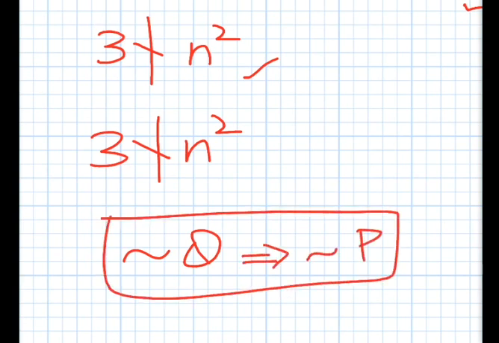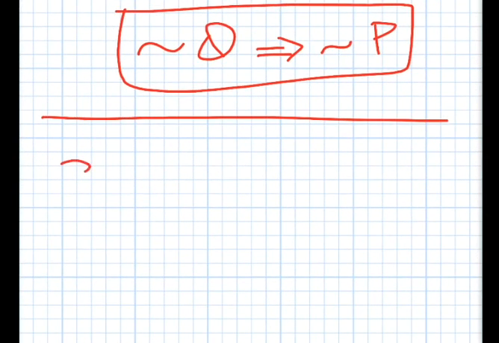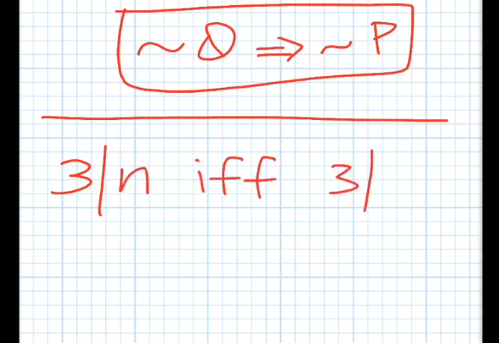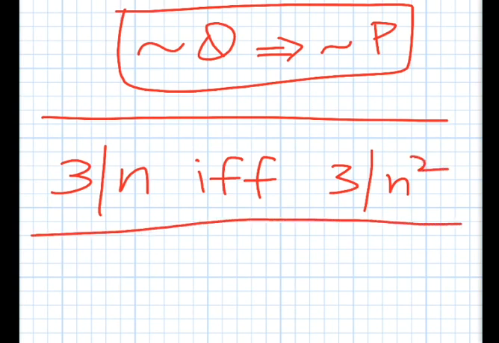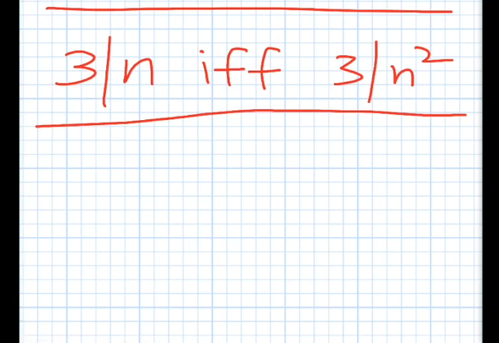Okay, so then again I'm going to rewrite it: what we have proved is that 3 divides n if and only if 3 divides n squared. Okay, now we are going to use this fact to prove that root 3 is irrational. Okay, now let's prove it by contradiction.